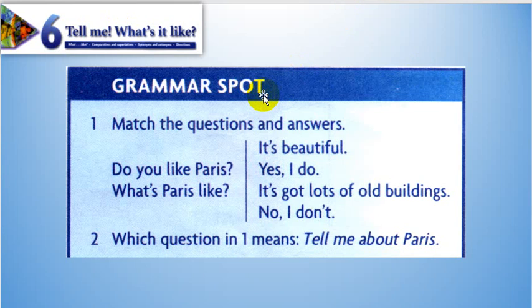Now, on grammar spot, one, match the questions and answers. Do you like Paris? First question. Second question, what is Paris like? Here on the first question, do you like Paris? Like acts as a verb. Do you love Paris? What is Paris like? Here like acts as a preposition. Describe Paris to me.